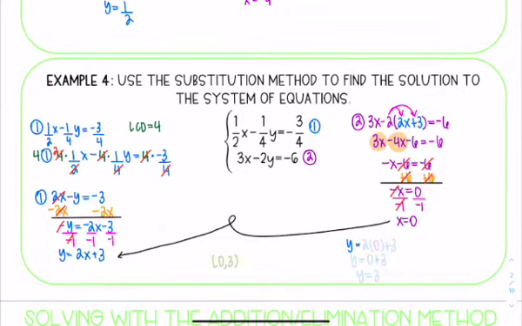So we have y equals 2 times 0 plus 3, but then that's just 0 plus 3, which is 3. And so you always want to make sure that you put these in the right order, and we end up with the point 0, 3 as our solution.